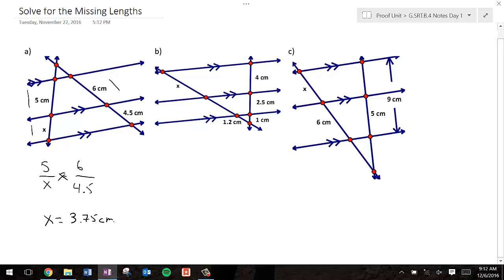And these are centimeters here. So I'm going to pause the video, let you guys try B and C, and then when you come back, there will be answers posted.